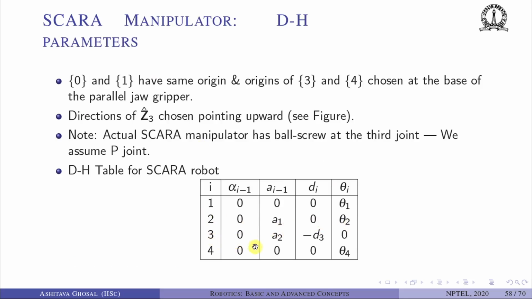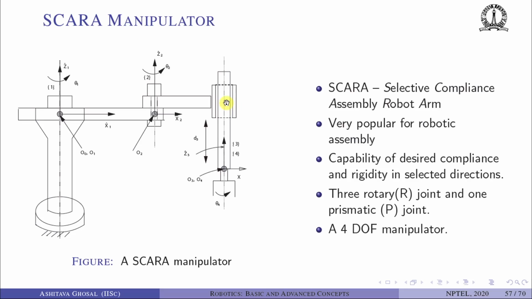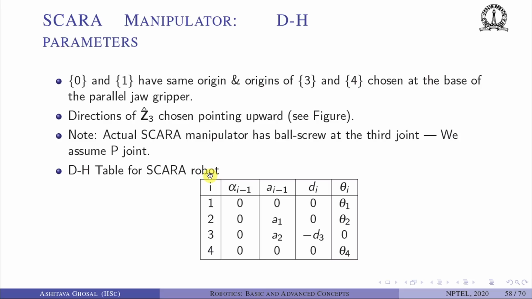The third row is 0, A2 minus D3, 0. Why minus D3? Because the Z3 axis is chosen pointing upwards. If the Z3 axis was chosen in the opposite direction, then D3 would be positive. And the last row is also a special case. It is 0, 0, 0, theta 4.